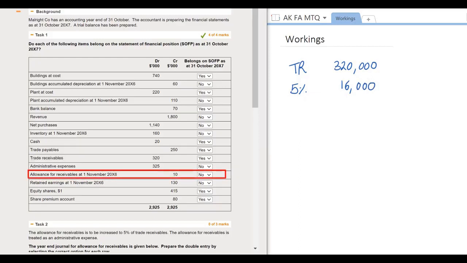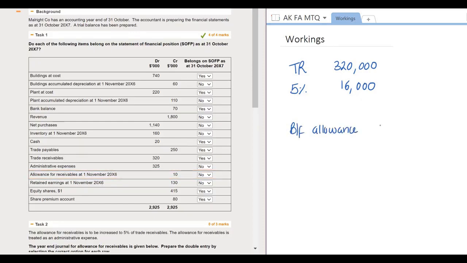We can also see from the trial balance that the allowance for receivables at the start of the year is an amount of 10,000. What we want to do is increase this so that at the end of the year, or the carry forward allowance, equates to 16,000. And so we can see that this is an increase of 6,000. Whenever you increase an allowance for receivables, you are debiting an expense and crediting the allowance for receivables.